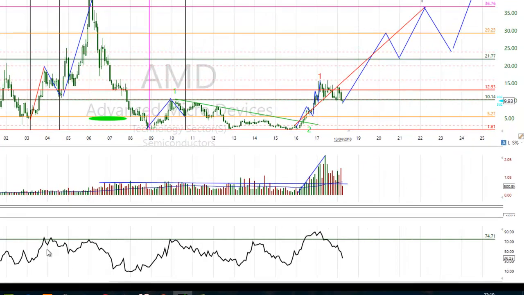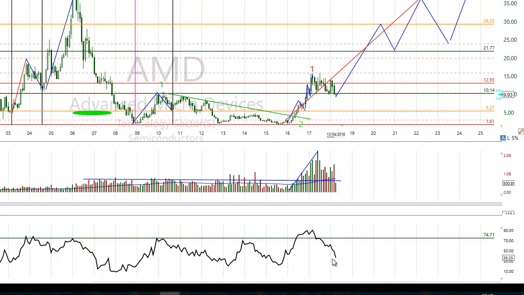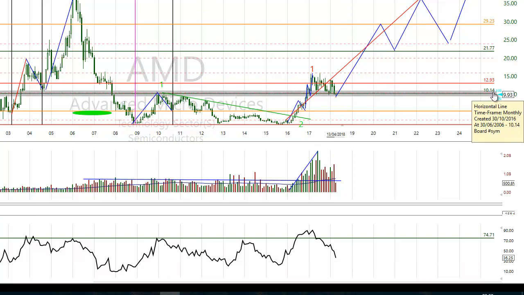All right, where is the RSI now? The RSI is at 36, going to the oversold zone. The volume is good. The price is pulling back gently. Will they find support at $10.14?